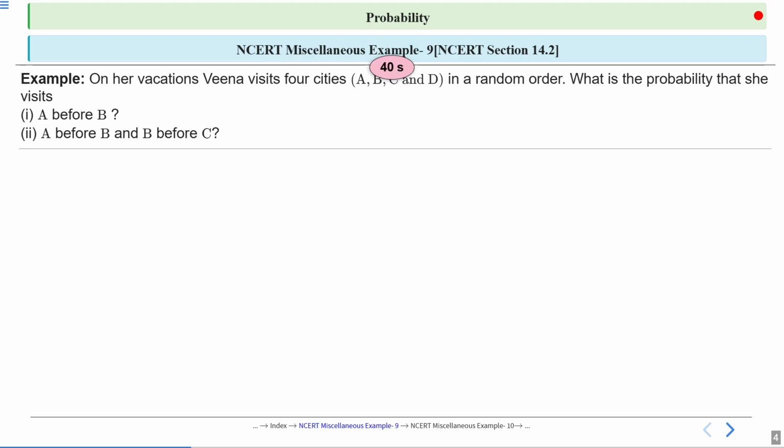So students, first of all, try it yourself. You have 40 seconds to try to solve this question. Then we will provide the solution.